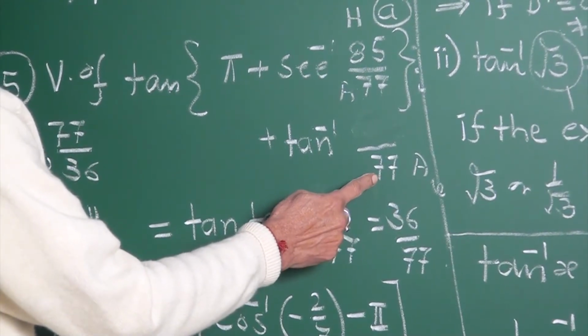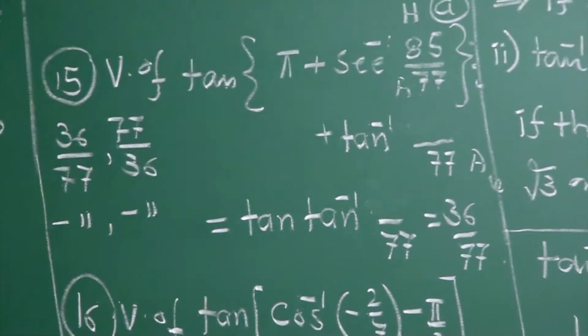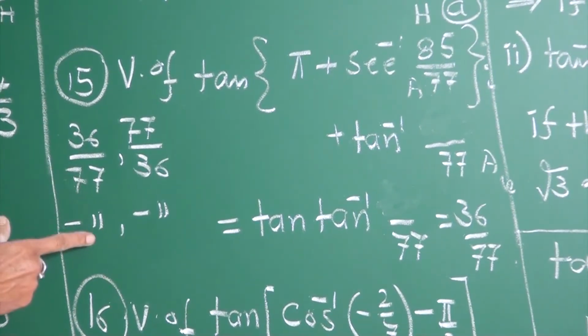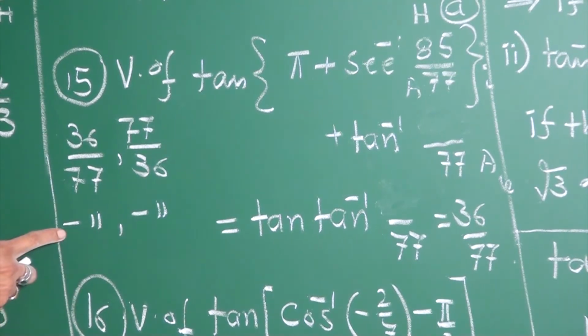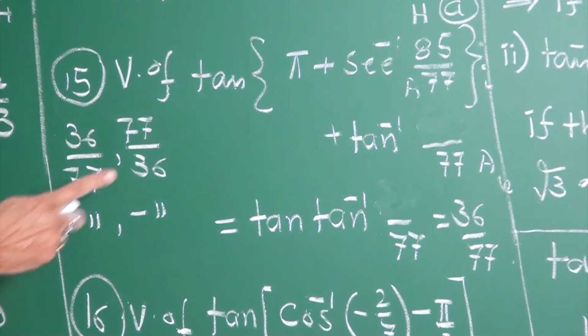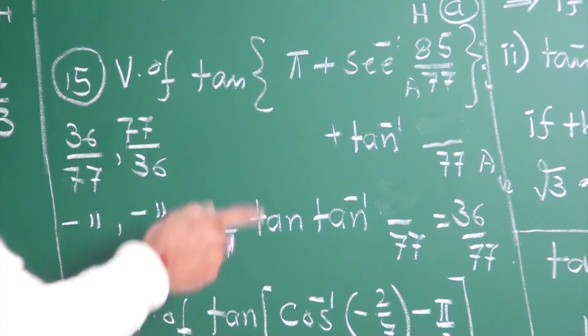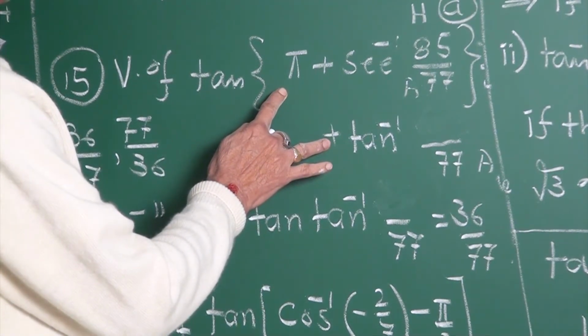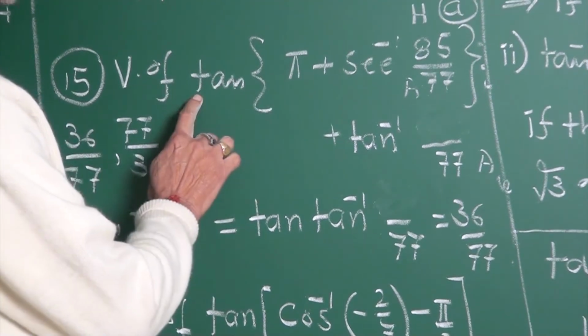Then what is the denominator? 77. See, 77 is there in the first option. Here also 77 is there, but it is with a negative sign. There is no chance of a negative sign. Tell why. Pi plus means what? The angle is in the third quadrant. In the third quadrant, tan is positive.